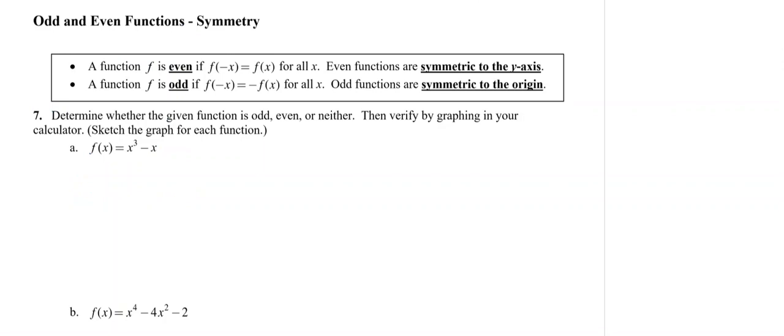Lastly, in this section, there's another property of graphs that we want to discuss, and that's symmetry. Some graphs have a certain kind of symmetry. They are symmetric to the y-axis. So that means basically the y-axis acts like a mirror. Everything on the right sees its mirror image on the left. The graph is kind of like the y-axis is cutting it exactly in half. Those functions are called even functions. The definition of an even function is if you replace every x with negative x, you get the exact same function.